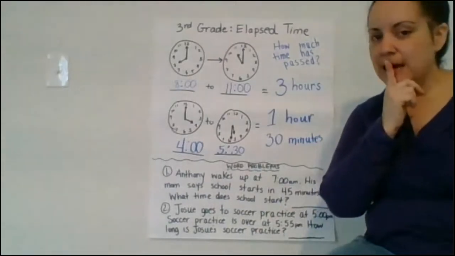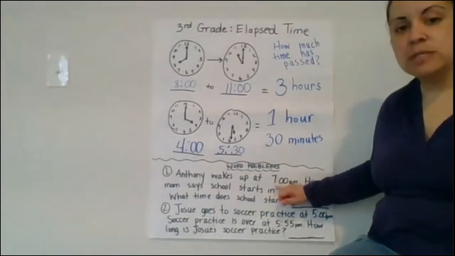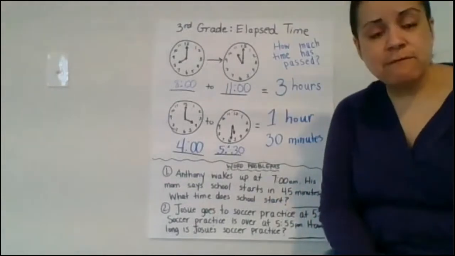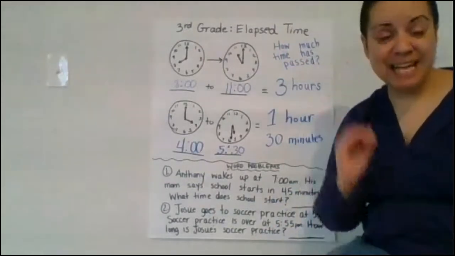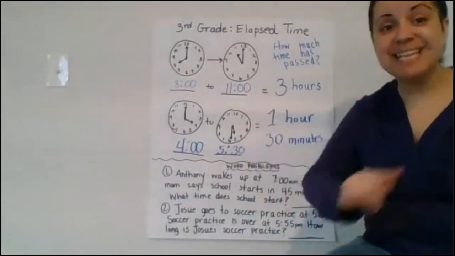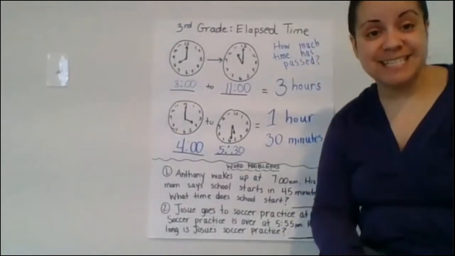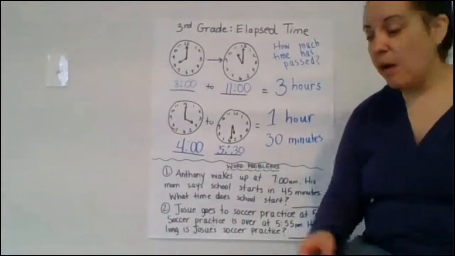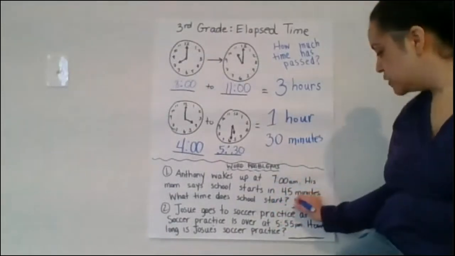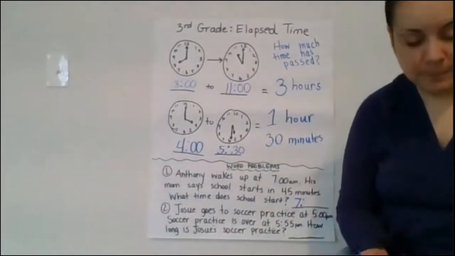If he wakes up at 7 a.m. and school starts in 45 minutes, well, I know that 45 minutes is less than 1 hour, because remember, 1 hour is 60 minutes. And 45 is less than 60. So it's not going to be an hour. So my hour is going to stay the same. So I know that it's going to be 7 something.